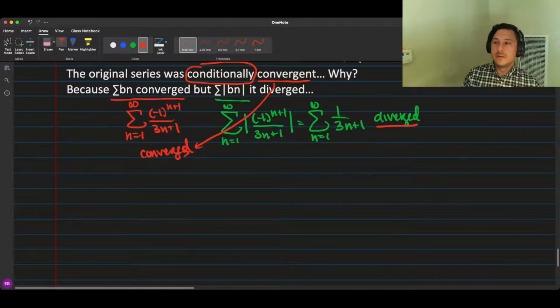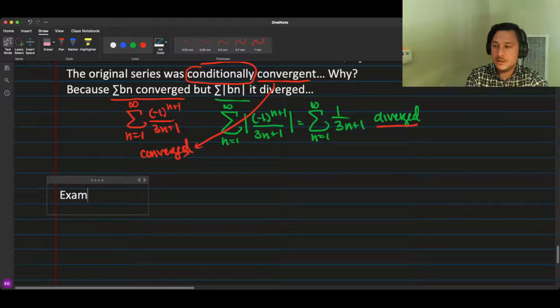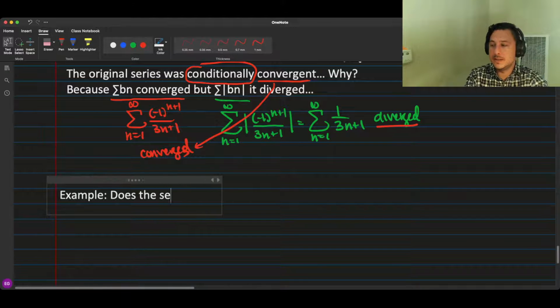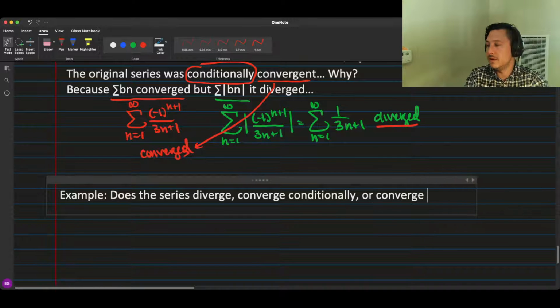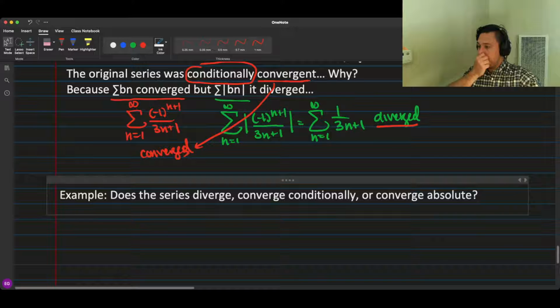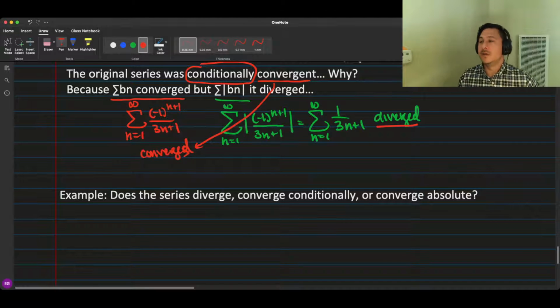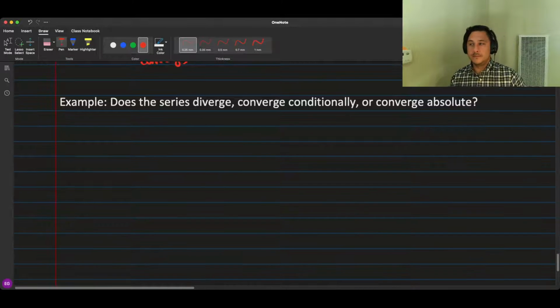Alright, let's do another one of these. Example: does the series diverge, converge conditionally, or converge absolutely? Because there's two types of convergence that we're learning here. You can converge conditionally, or you can converge absolutely.